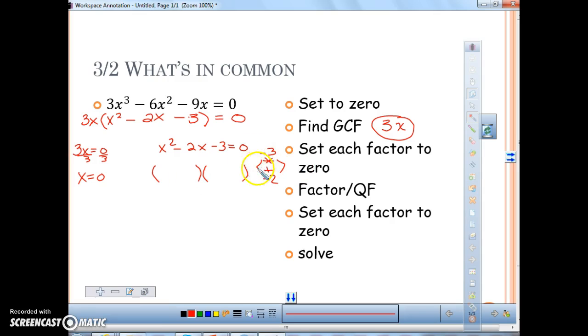Negative 3 and 1. Okay, so we have x plus 1 and x minus 3. Set each factor and solve to make it equal 0. All right, so we have this one. x plus 1 is 0. x minus 3 is 0. Subtract 1. Add 3.